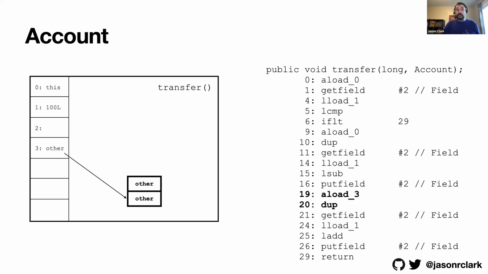We're going to load the other account up like before, because we're going to get the field and put the field. It's going to dupe it to begin with. We grab the value, we do the addition instead of the subtraction to get its new value, and then we put the field back onto the object. So you can see how this maps very much step by step to the things that we were doing over in our Java code.